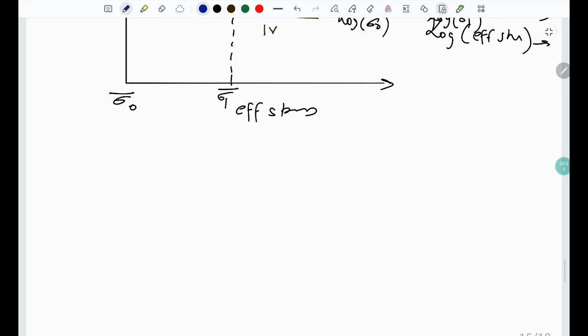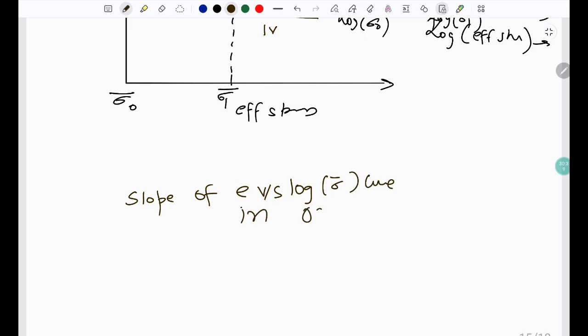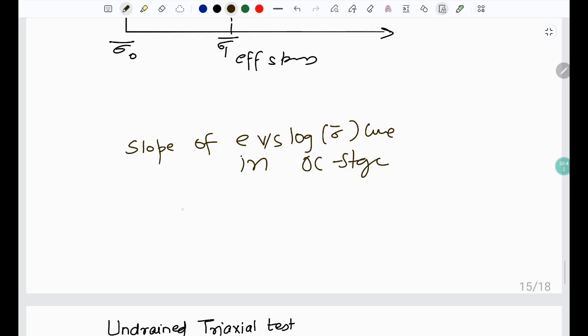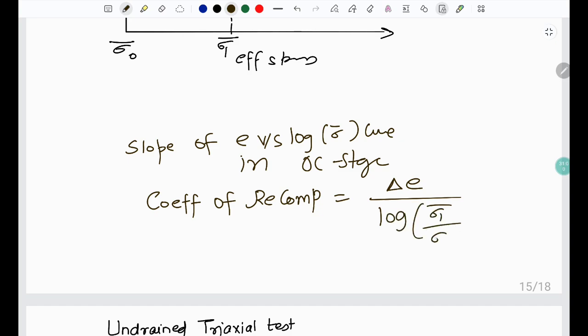Now we can also note these important points. When we take the slope of the E versus log effective stress curve in the OC stage, not the NC stage, we get a coefficient which is called the coefficient of, not compression but this time, recompression. So this is important. If it is the OC stage, then the slope we get of E versus log sigma bar is called the coefficient of recompression, written as CR, delta E over delta log sigma bar, between sigma 1 and sigma naught, and this CR is 1/5 to 1/10 of CC.